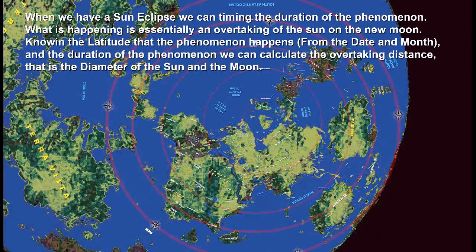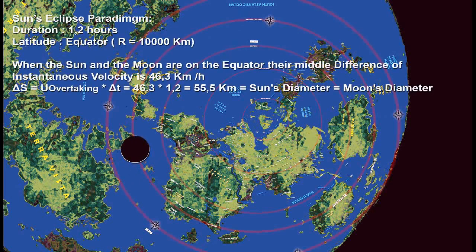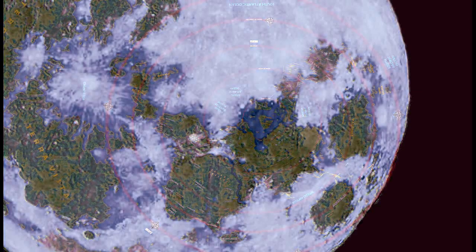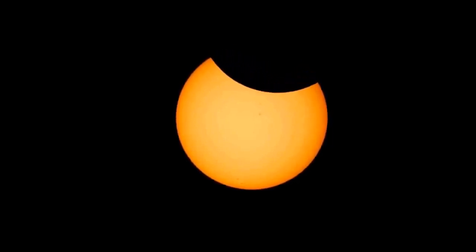What is happening is that the Sun eclipse phenomenon is essentially an overtaking of the Sun on the new moon. When we have a Sun eclipse, we can time the duration of the phenomenon. Knowing the latitude where the phenomenon occurs from the date, as well as the duration of the phenomenon, we can calculate the overtaking distance, which is the diameter of the Sun and the Moon.